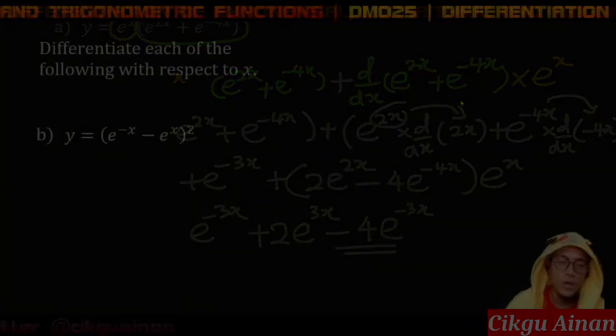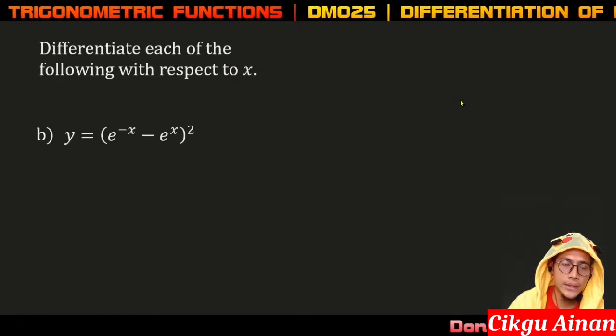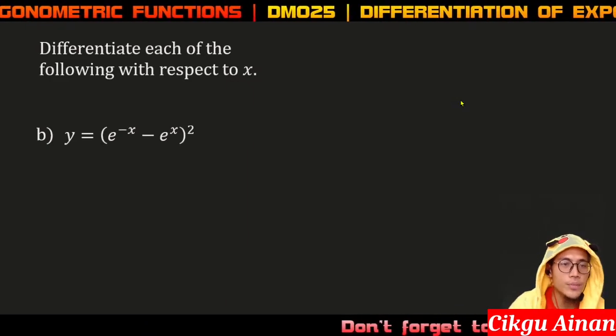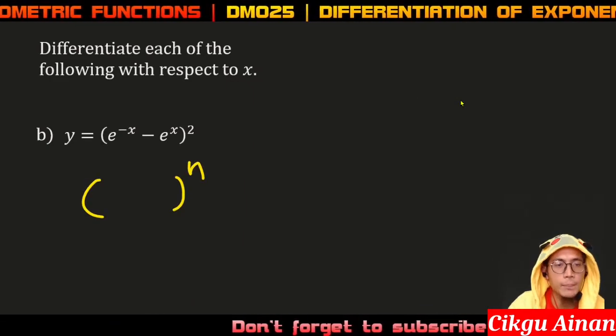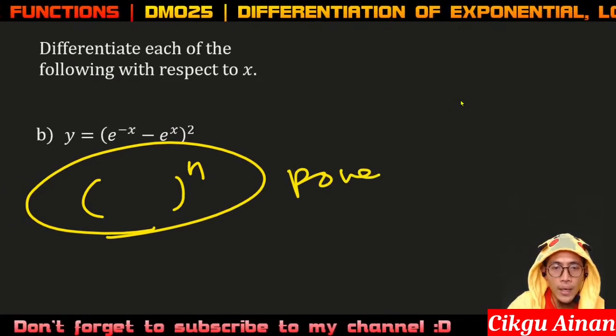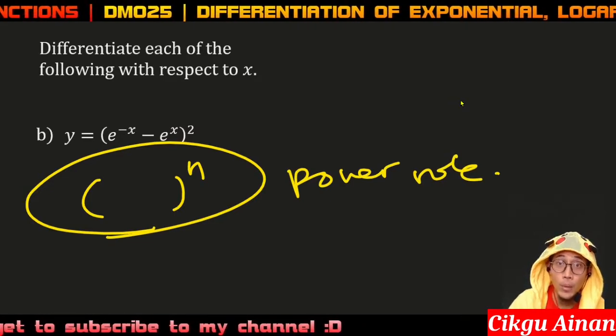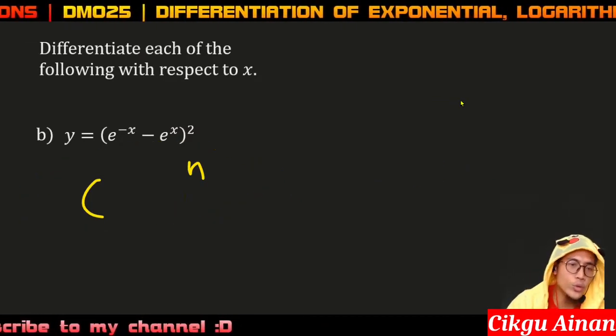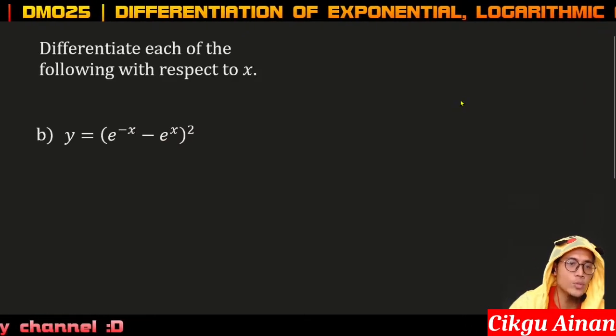Okay, now how about this one? This one is a little bit different, because we have a bracket and then we have a power over here. So for this one, we can use the power rule. Okay, now how to use the power rule?